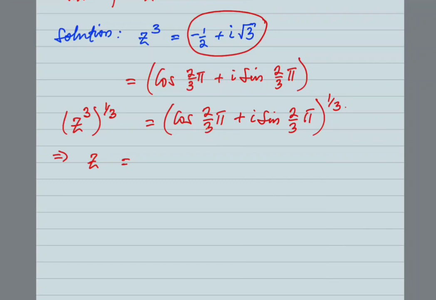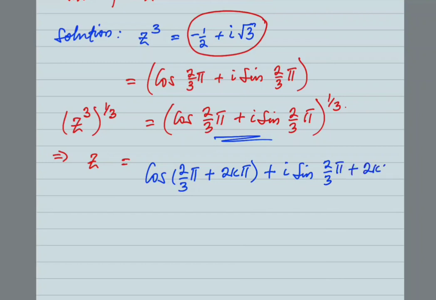the period of cos and sine is 2k pi. So what we now do here is we rewrite what is inside here as z equals cos of (2 over 3 pi plus 2k pi) plus i sine of (2 over 3 pi plus 2k pi), then everything raised to power 1 over 3, for k equals 0, 1, 2.